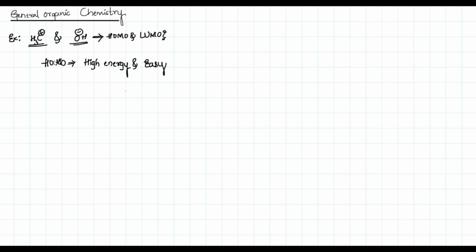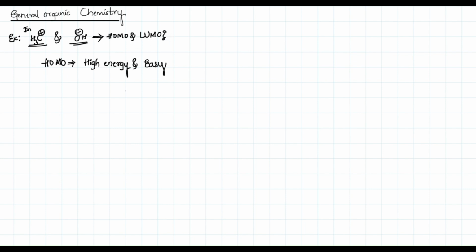Everyone. Today we are going to continue the last class discussion, that is general organic chemistry. We are discussing the HOMO and LUMO concept. Today we are going to continue that one by considering more and more examples. Let us consider the example of CH3 plus and OH minus. Which one will be the HOMO and which one will be the LUMO?